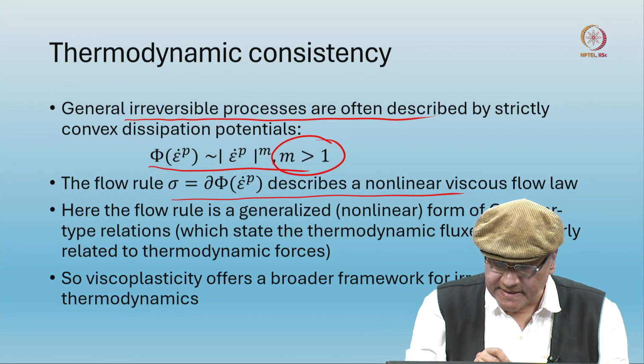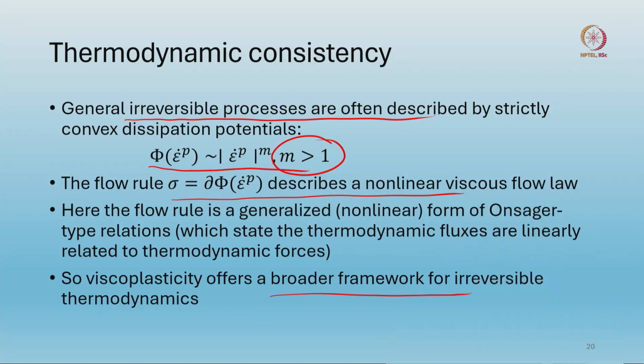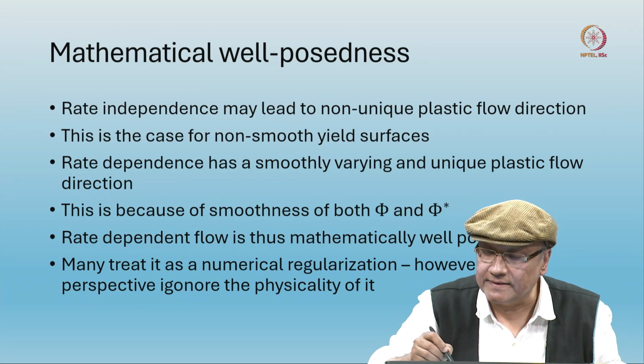So, viscoplasticity therefore is a broader framework. It is definitely a broader framework. In the limit of m going to 1, you actually still recover rate independence, right. So, mathematical well posedness. What did we see earlier?